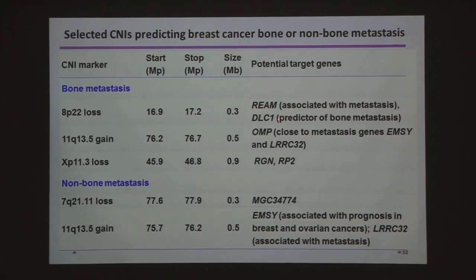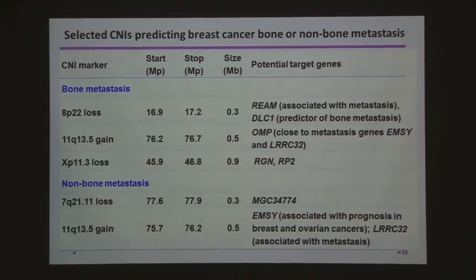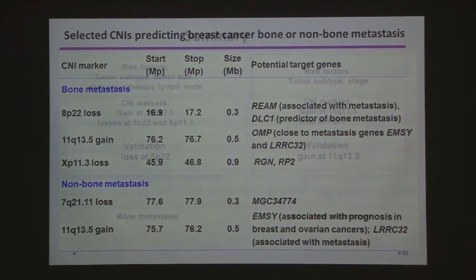These genes were associated with metastasis. This DLC1 is a predictor of bone metastasis. This OMP is close to a metastasis gene called EMSY and an LRRC32. Both of these genes were important, and you can see that there was some significance for us to go back and look at those targets.